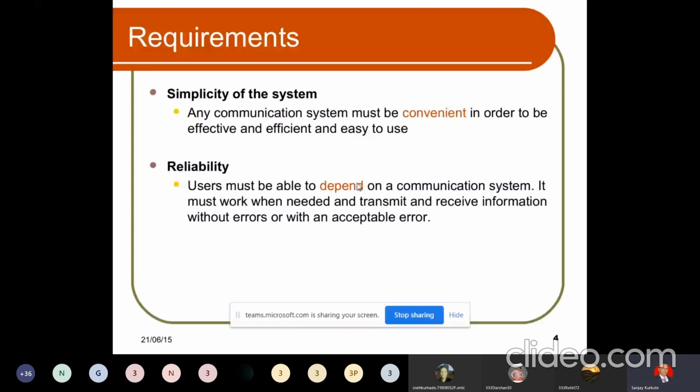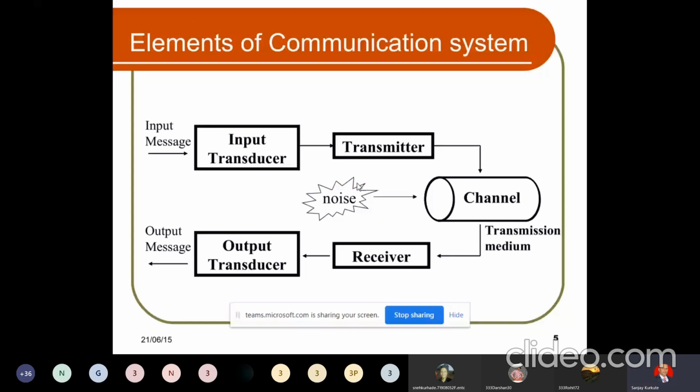Now let us come to the simplified block diagram of communication system. What are the different elements involved in a communication system? First is your input message, input transducer. Input message is sometimes in terms of voice, sometimes in terms of video information. So audio, video, whatever information is there, that is the input. And then after that we must have a transducer.